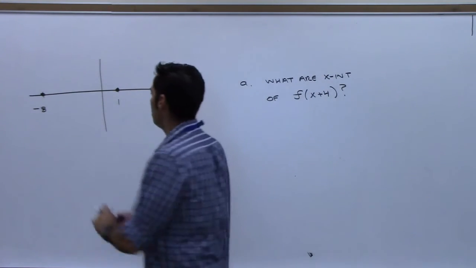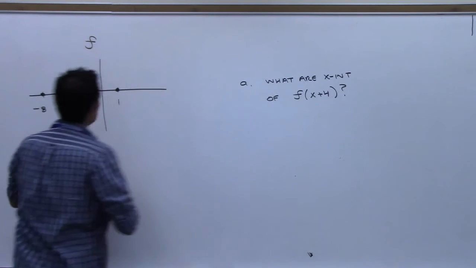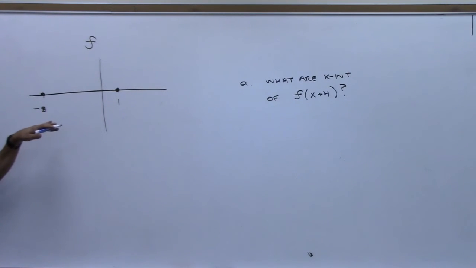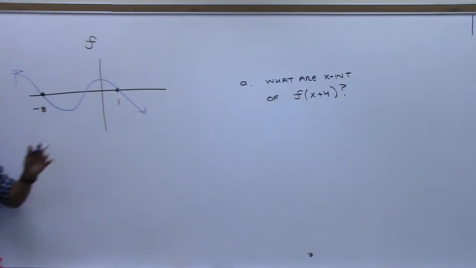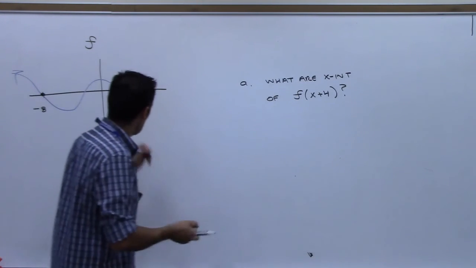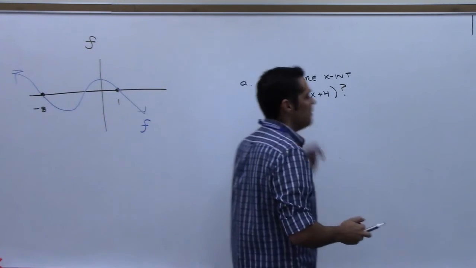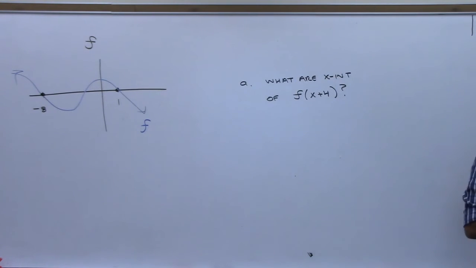So this is the graph of the function f. We actually don't even know what it looks like, do we? We don't. So I can make something up here. I could say it does this, and does this, and does this. It's a function, though, so it has to pass a vertical line test. So this blue part is just something I made up. All I know is that this point and this point cross through the x-axis. That's f, right? Tell me what the x-intercepts of f of x plus 4 are.